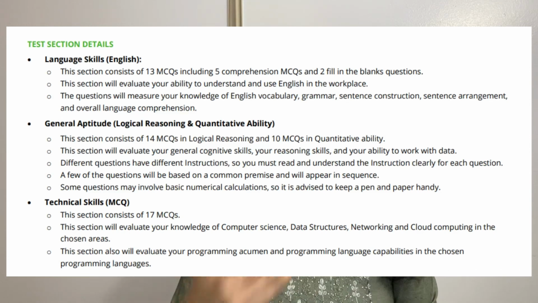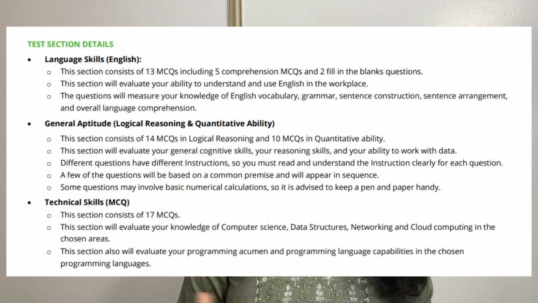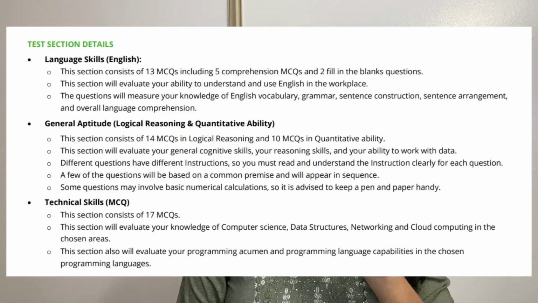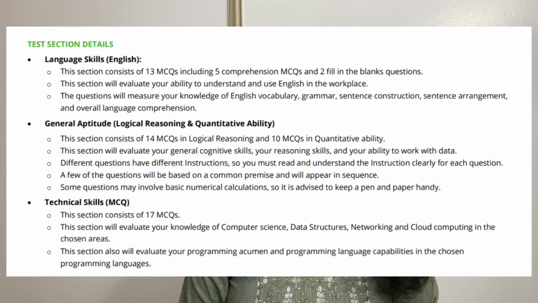Then there is general aptitude again, logical reasoning and maths, that is quantitative ability. So please take a pen and paper. You won't be given any calculator. Then there is technical MCQ again. For the general aptitude section, there are 14 MCQs. Technical skills has 17 MCQs, again with questions from general computer knowledge, data structures, cloud computing, networking. Last section is coding, 2 live coding nuggets. There are no questions for programming.